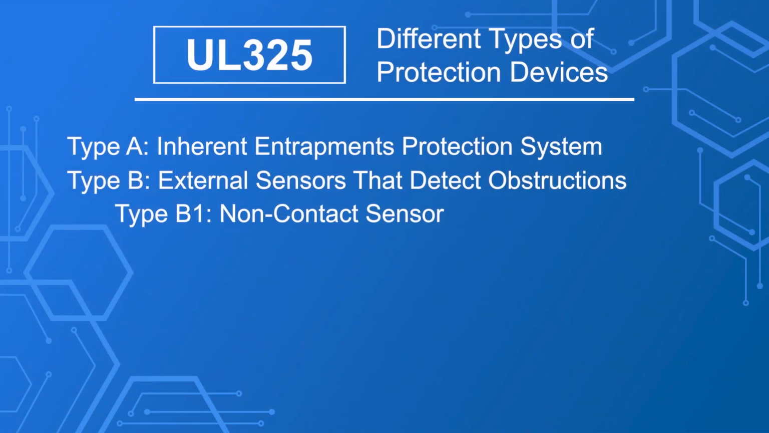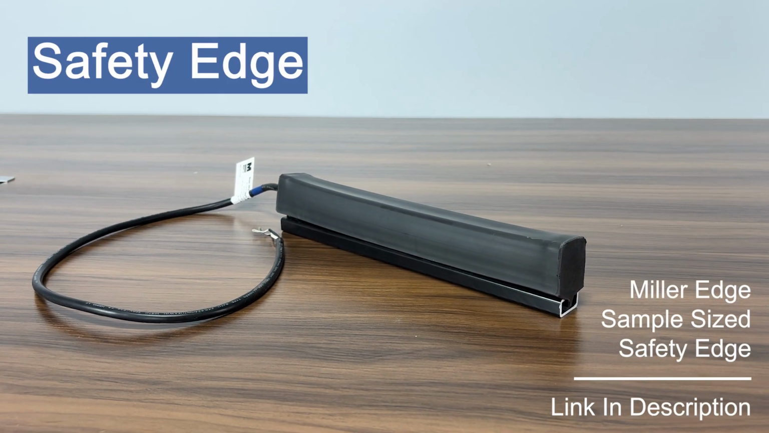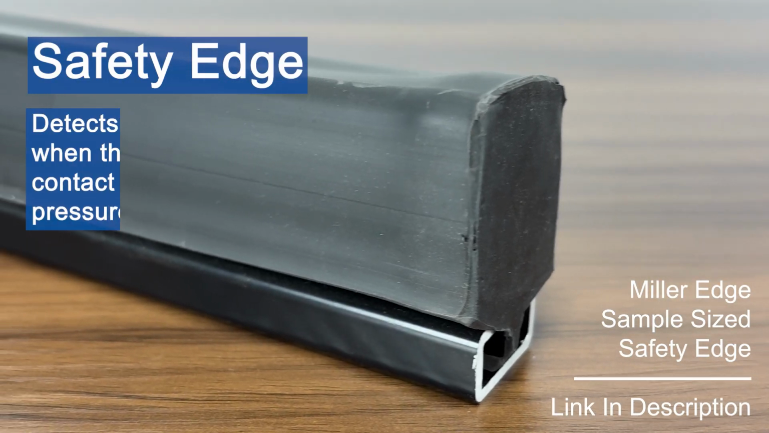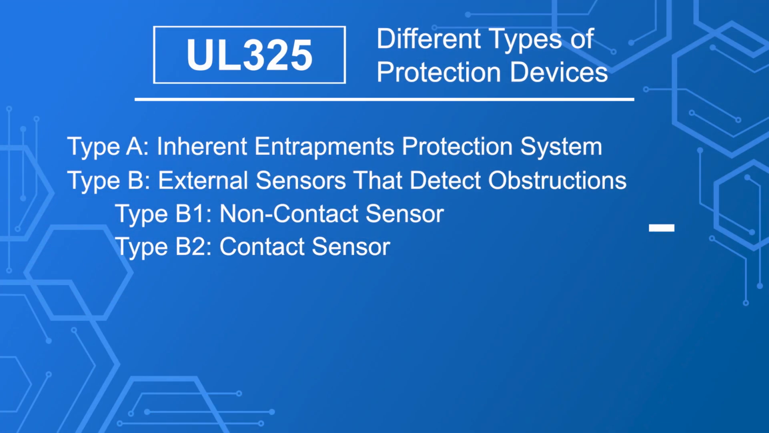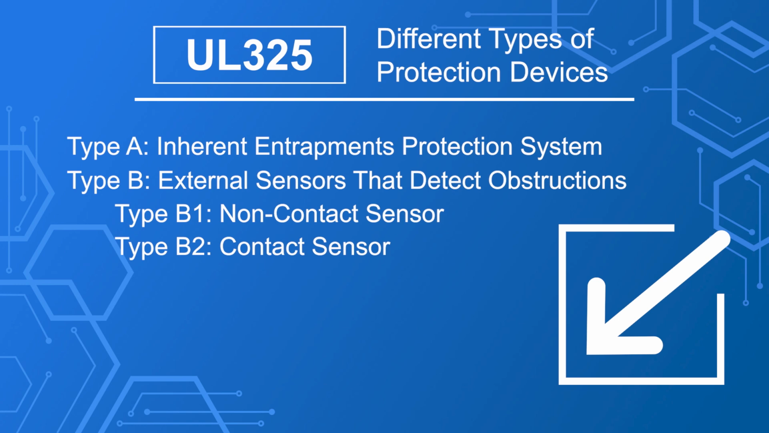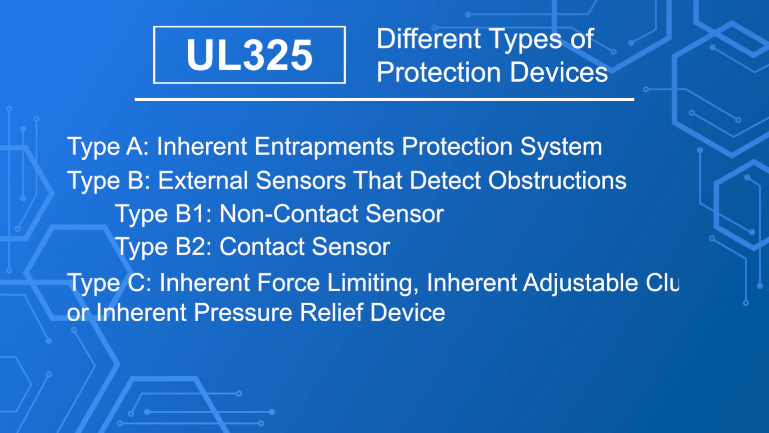Type B2 is any sensor that requires contact. This typically refers to what is called a safety edge. Installed on the edge of the gate, this protection device triggers a stop or reversal when it detects contact or pressure. Type C is similar to Type A as it is built directly into the gate operator system. It involves inherent force limiting, adjustable clutches, or pressure relief devices.